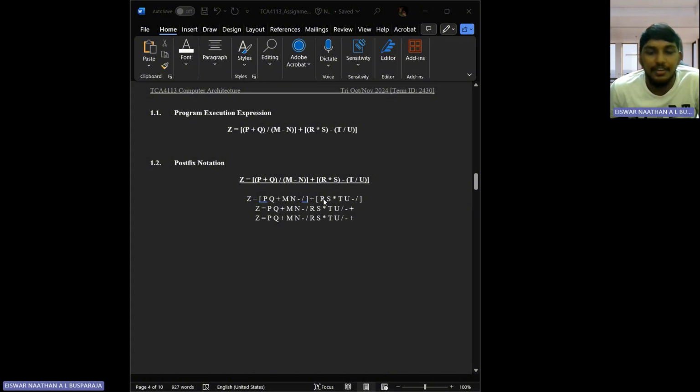Similarly, convert R multiply S to RS multiply, and then convert T divided by U to TU divide. Subtract: RS multiply, minus, TU divide. Finally, add the two sections to form the complete postfix notation. Z equals PQ plus MN minus divide RS multiply TU divide minus plus.